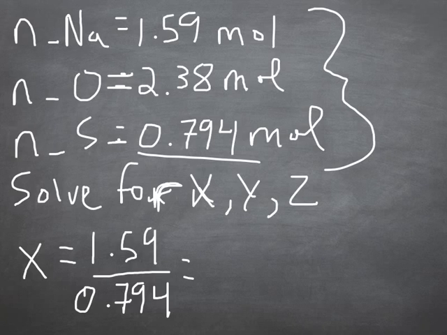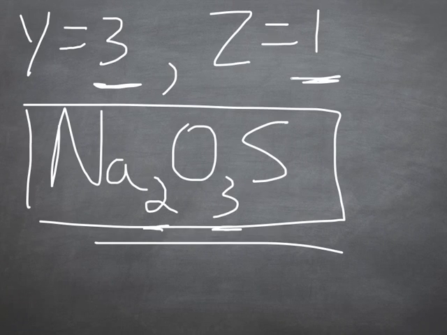And I get 2.0025188892. 2 is good enough. If it's 2.0, that's 2. We don't have to worry about significant figures now. Okay, so you're going to do the exact same thing. You're going to calculate y and z. You guys are going to do that. I'll show you what we get on the next screen. y equals 3 and z equals 1.